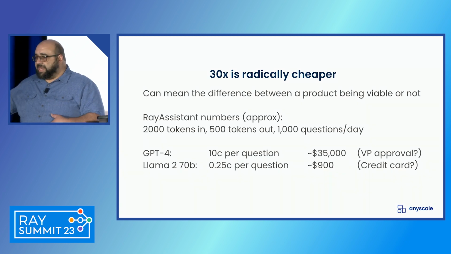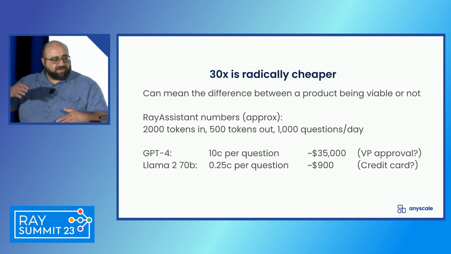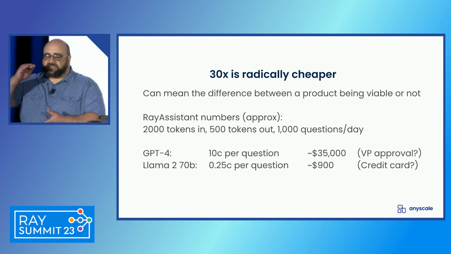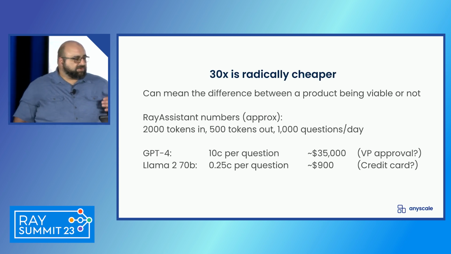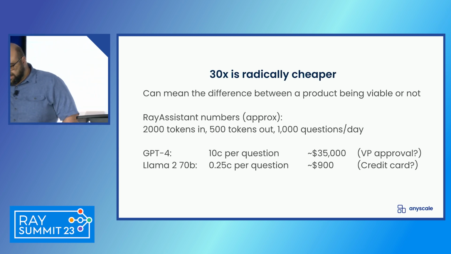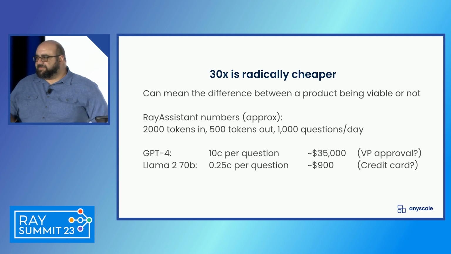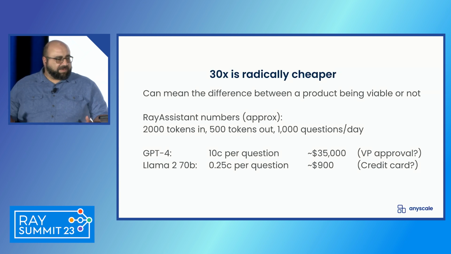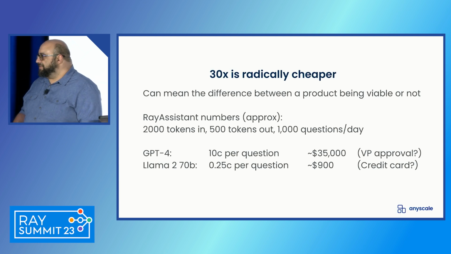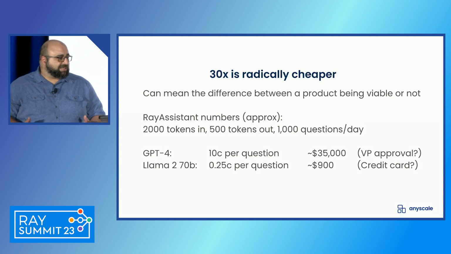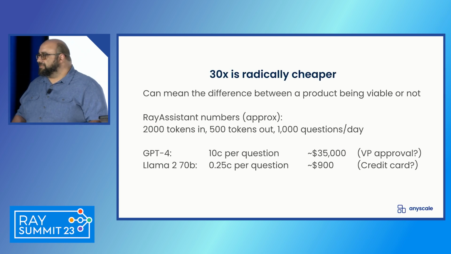That's because Rate Assistant is a retrieval augmented generation, a RAG application. So often the input going to these applications is large. And say we're trying to do 1,000 questions a day. Now, if you do this with GPT-4, it turns out that you're going to spend something like 10 cents per question. And over the span of a year, that's going to cost you $35,000. Whereas if you use something like Llama 70B, it's only going to cost you $900.